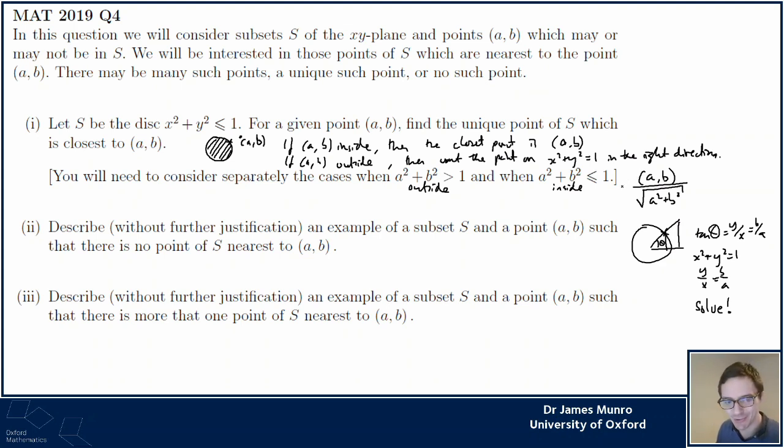Okay, that's the closest point on the circle to a point that's outside the circle, and if the point is inside the circle, the closest point inside the circle to the point is the point itself.